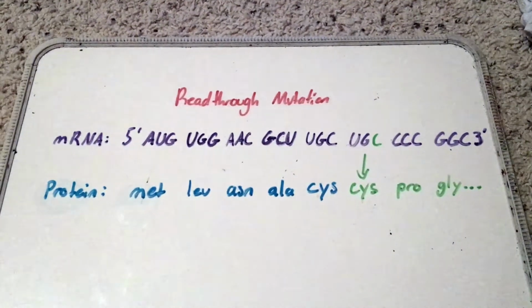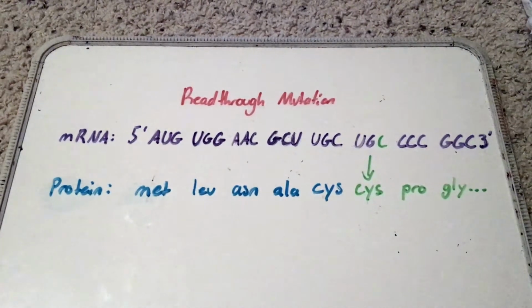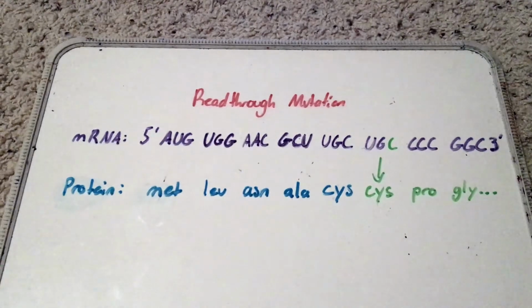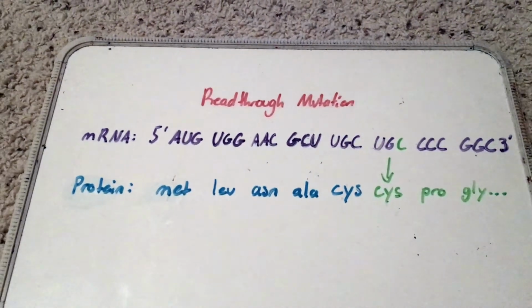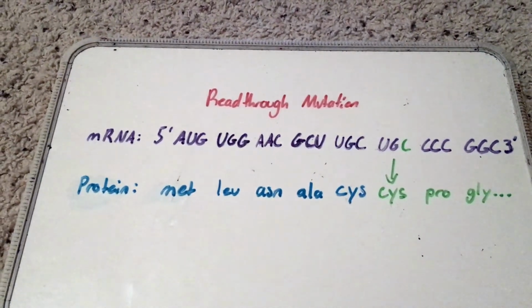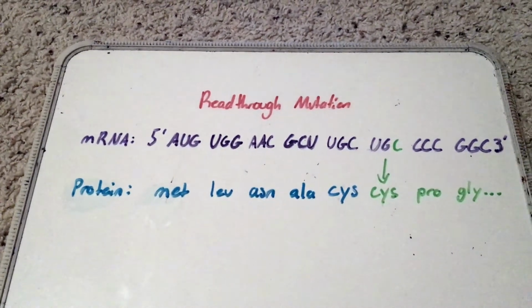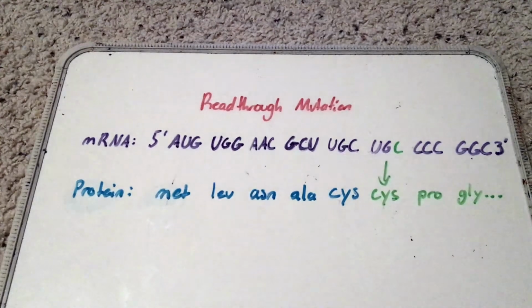Finally, a read-through mutation is when a stop codon is changed to an amino acid. This causes translation to keep occurring until it reaches another stop codon, leading to a much longer protein than expected. Here, a transversion occurs from an A to a C, causing the stop codon to become cysteine. Then, translation continues for proline and glycine, and it continues beyond that as well.